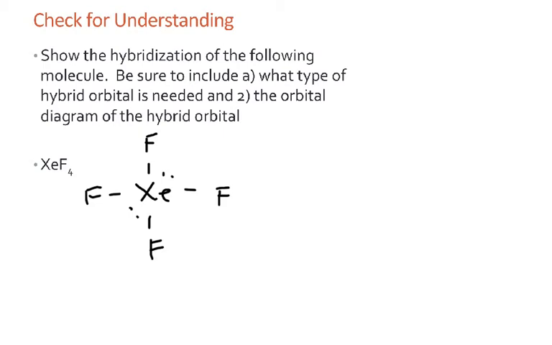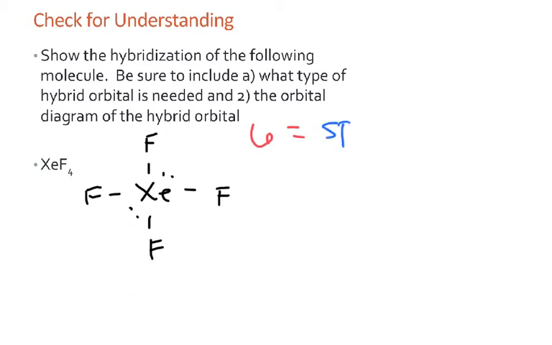Okay, the first thing I have to do is the Lewis dot diagram, which I have here. I went ahead and drew it already for us because we've already seen this in class. But the important thing to note is that there are 2 lone pairs. That's why you have to draw the Lewis diagram. So after drawing the Lewis diagram, how many electron domains does this molecule have? And the answer is 6. Remember, as soon as you know how many electron domains, you immediately know what kind of hybrid orbital is needed.